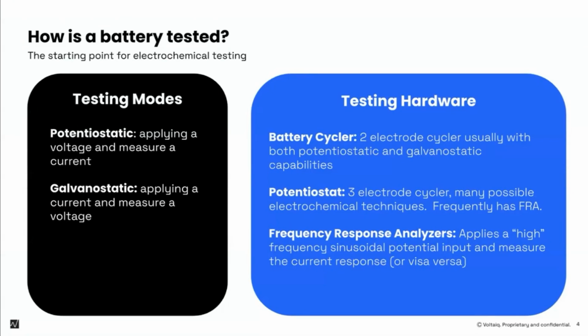So obviously, most of the time that you're doing battery cycling, you're doing galvanostatic cycling. So you are controlling the current. You're saying, I want 1 amp, I want 2 amps, or in a lot of times we think in C rates.